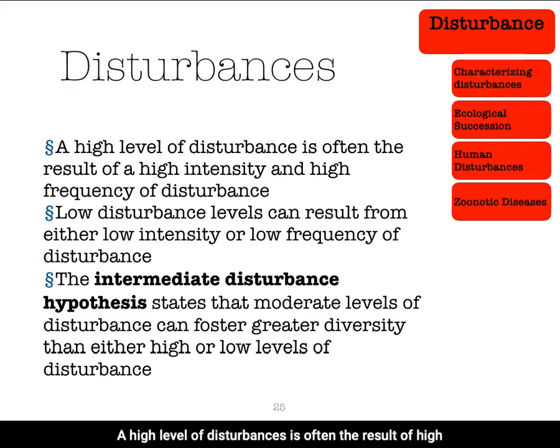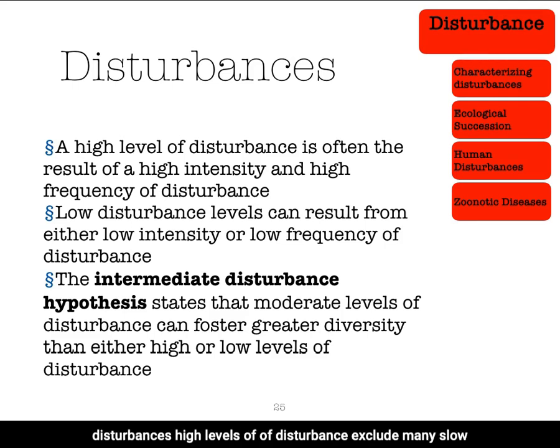A high level of disturbance is often the result of high intensity and high frequency of disturbances. Low disturbance levels can result from either low intensity or low frequency of disturbances. The intermediate disturbance hypothesis states that moderate levels of disturbance can foster greater diversity than either high or low levels of disturbance. Storms, fires, floods, and drought are important sources of disturbances.